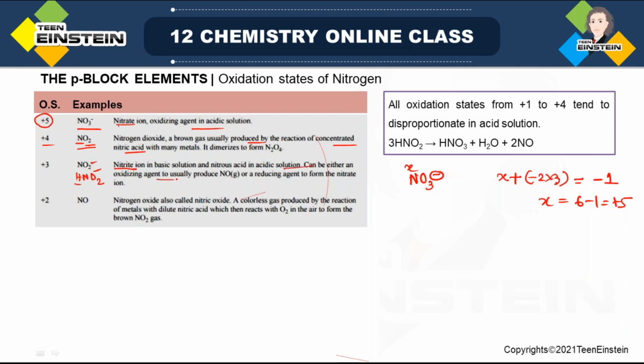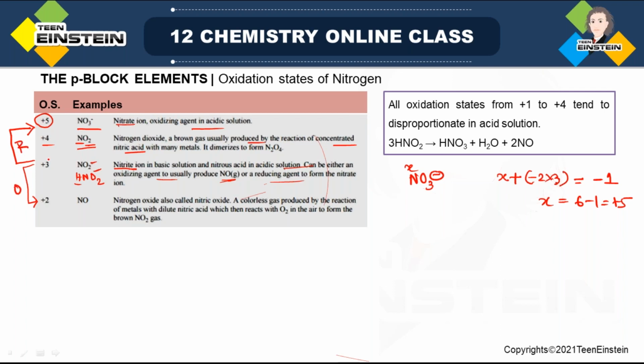It can be an oxidizing agent, usually producing nitric oxide gas. It can also behave as a reducing agent to form the nitrate ion. When it is acting as an oxidizing agent, it will accept electrons and be converted to NO, that means conversion of oxidation state from +3 to +2. Similarly, if it is acting as a reducing agent, it will lose electrons and be converted to the +5 oxidation state. So this is reduction and this is oxidation.